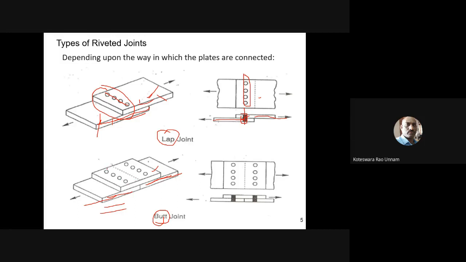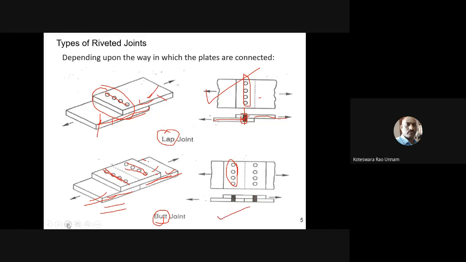One row of rivets is there for the cover plate and this plate, and another row of rivets is there for the cover plate and this one. Even though physically you see two rows of rivets, if we talk about the number of rows in the butt joint, I'll say only single row. In case of lap joint, we call it a single row lap joint. This also I can call a single row butt joint.